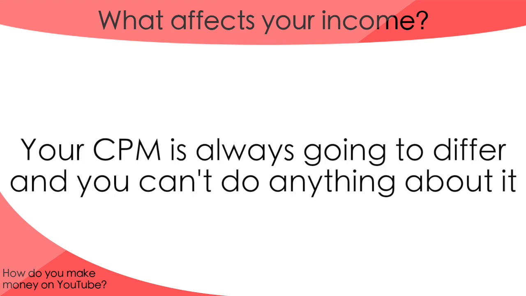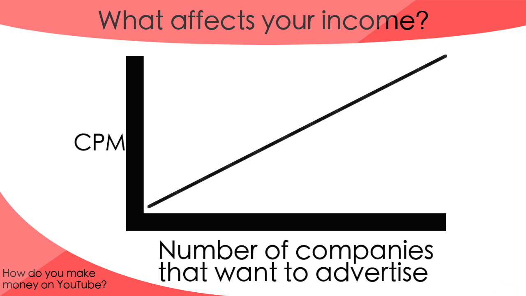Your CPM is going to differ every single day, and you have no control over it. Some days it might range from 70 cents to $1, and some days you might get a $3 CPM. As more companies want to advertise their product, the CPM is going to increase. This is a simple concept of demand and supply.